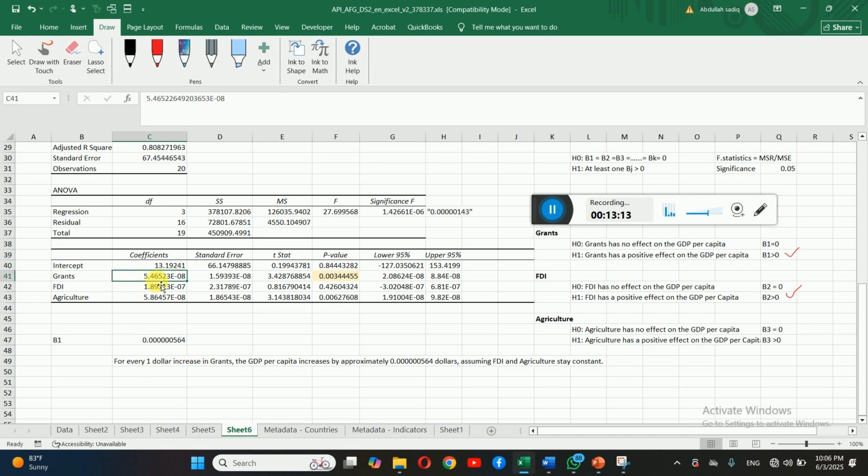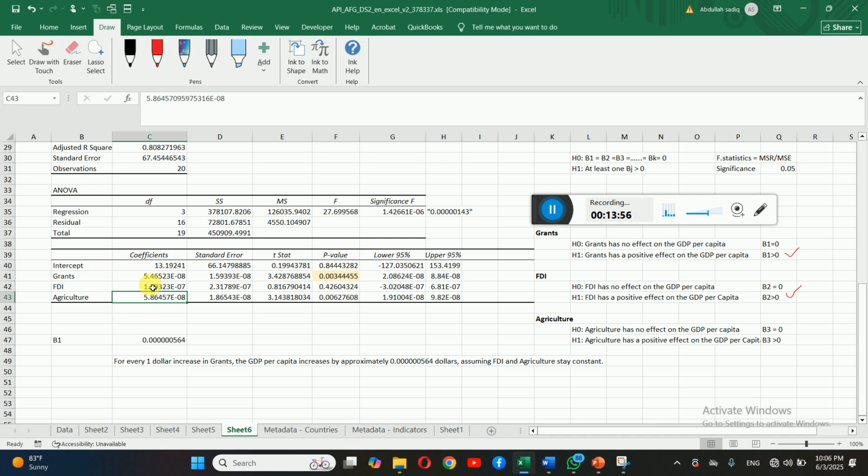if the grant increases a unit, $1, then the GDP per capita increases approximately by 0.000564 dollar, but assuming FDI and agriculture stay constant. This is something you should learn about the multiple linear regression model, students. When you are interpreting, each coefficient is just contributing partially. So we can say this is the partial effect of the grant and the partial effect of FDI and the partial effect of agriculture. So a unit increase, for example, in agriculture is leading to 0.000058645 units increase, a dollar increase in GDP per capita, assuming the FDI and grants are constant.